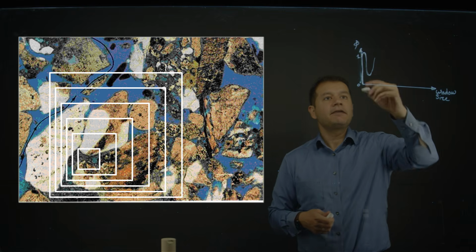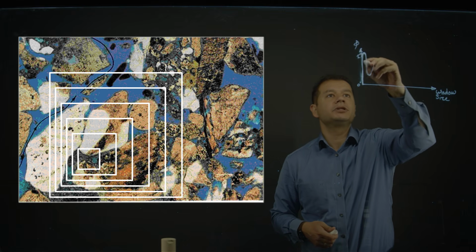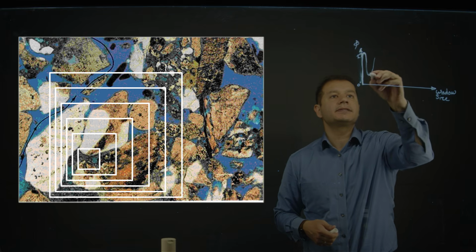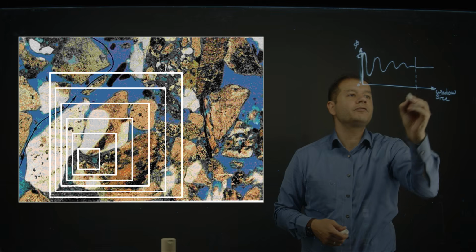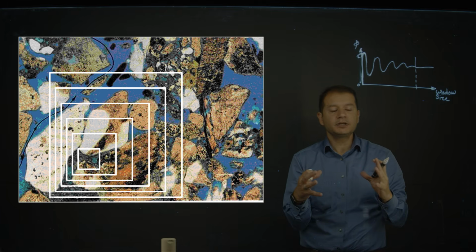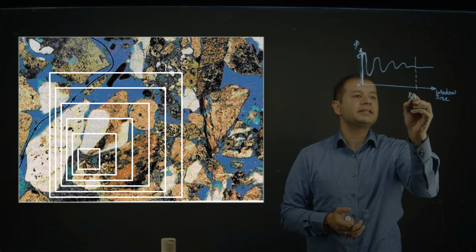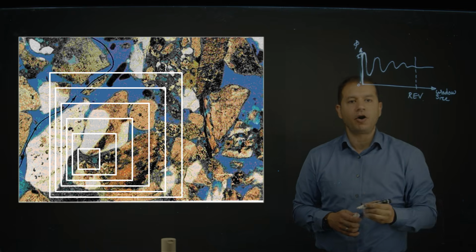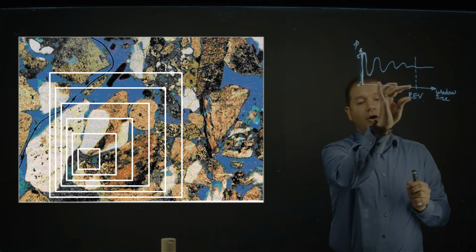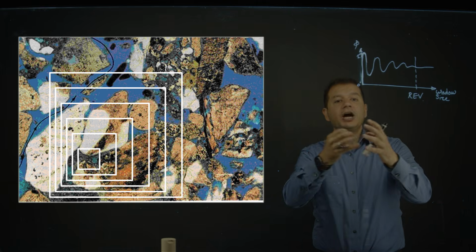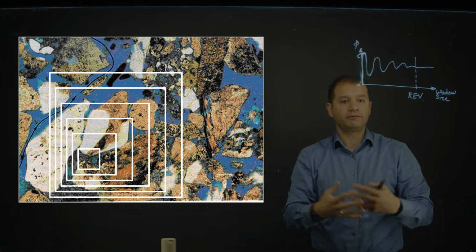Which means that if I go from here and I have high fluctuations between 100% to 0%, and my window size gets bigger and bigger and bigger, there is a size over which my fluctuations dampen. This is the representative elementary volume. This minimum volume beyond which I see an average quantity, an average effective quantity.